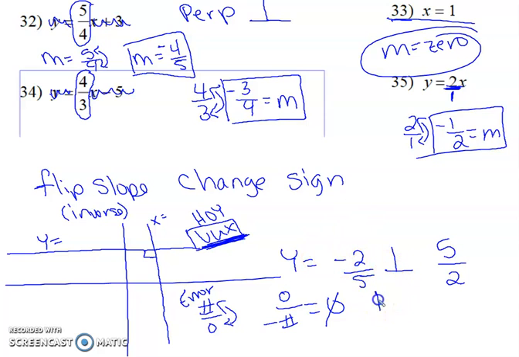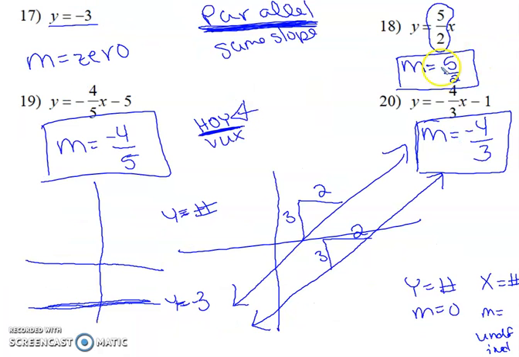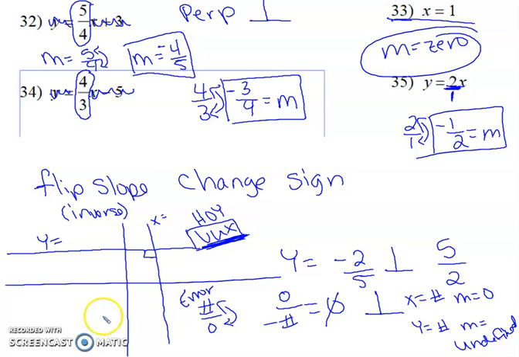Once again, you can write this on your paper. Perpendicular, x equals number, m equals 0. y equals a number, m equals undefined. And that's going to be the opposite of parallel, right? Because when you looked at parallel, you wanted it the same. When you're looking at perpendicular, you want them opposite.